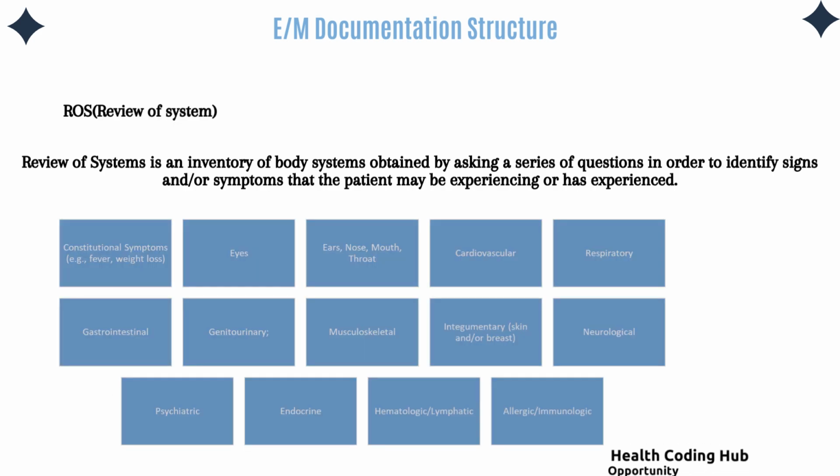Review of systems is an inventory of body systems obtained by asking a series of questions in order to identify signs and symptoms that the patient may be experiencing or has experienced. The review of systems consists of anatomical sites like constitutional symptoms, eyes, ears, nose, cardiovascular, respiratory, gastrointestinal, genitourinary, musculoskeletal system, integumentary skin system, neurological system, psychiatric, endocrine and hematological system, allergic and immunological system.